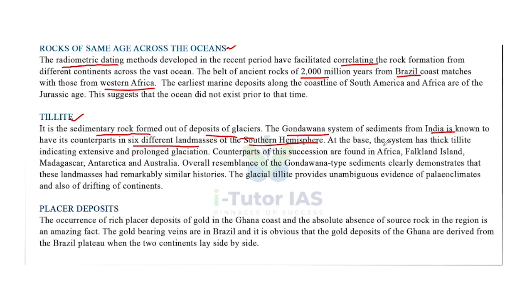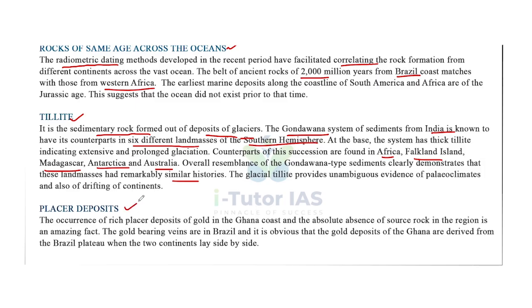At the base, this system has thick tillite, which indicates extensive and prolonged glaciation. Counterparts of this succession are found in Africa, Falkland Island, Madagascar, Antarctica and Australia. Overall resemblance of the Gondwana type sediments clearly demonstrates that these landmasses have remarkably similar histories. The glacial tillite provides unambiguous evidence of paleoclimate and also drifting of continents.